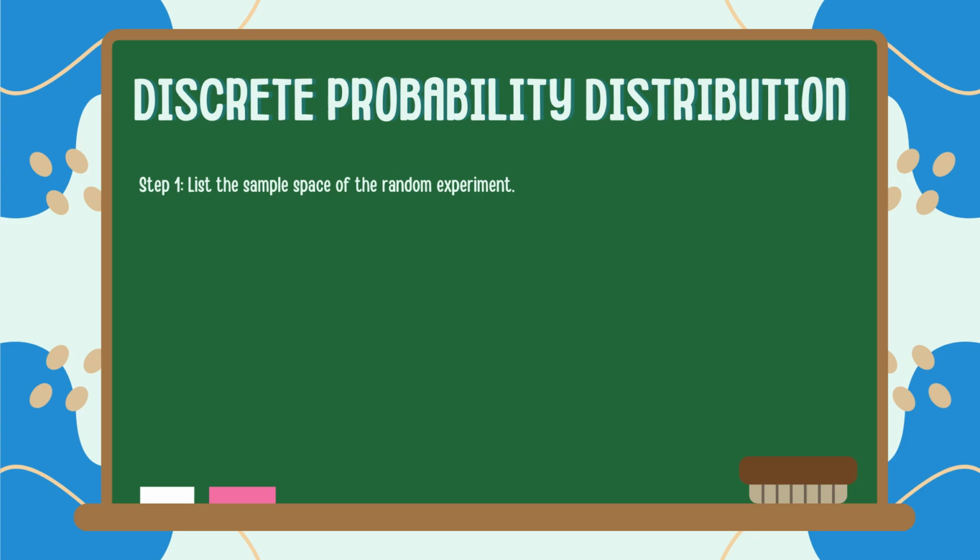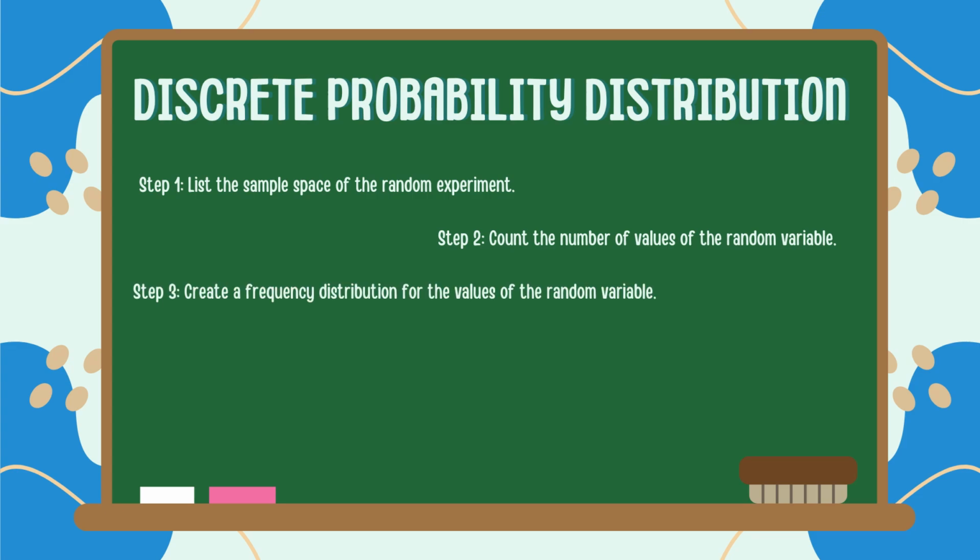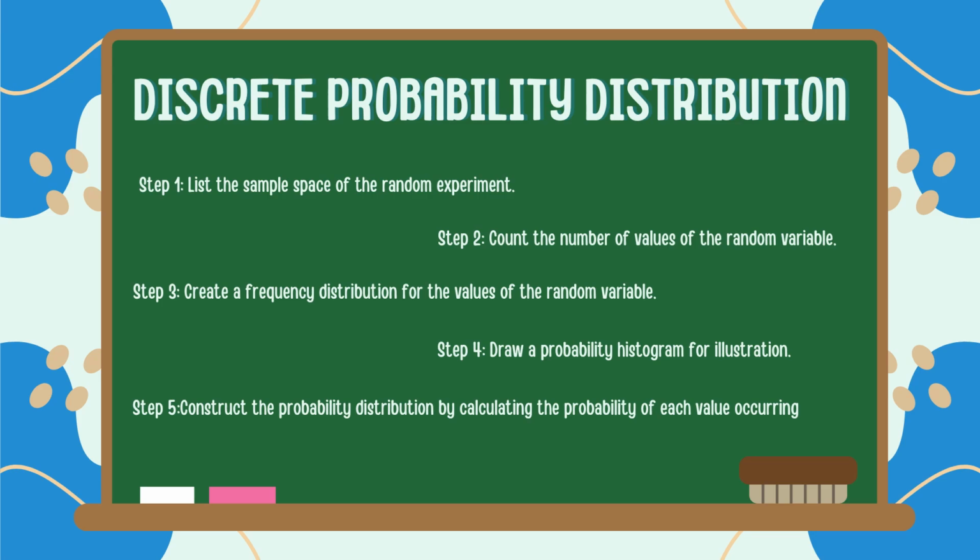Step 1. List the sample space of the random experiment. Step 2. Count the number of values of the random variable. Step 3. Create a frequency distribution for the values of the random variable. Step 4. Draw a probability histogram for illustration. Step 5. Construct the probability distribution by calculating the probability of each value occurring.